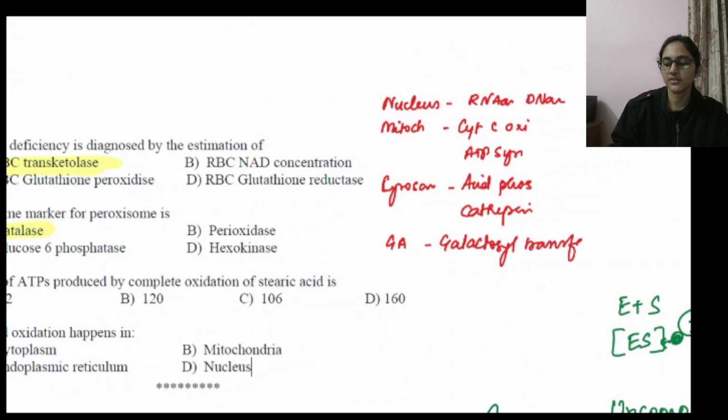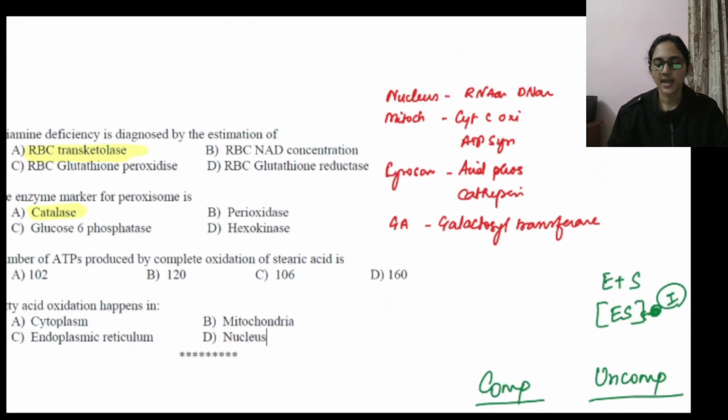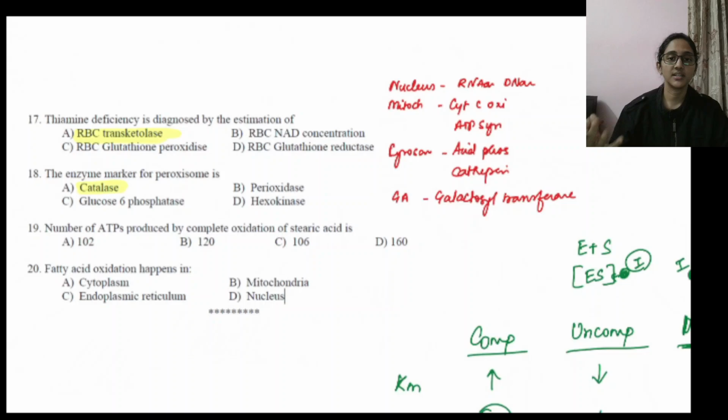All these, I've posted multiple videos also. So you also have to learn this. You would have learned so many times in the tests you appear for in colleges. So just recall these things. So these are the marker enzymes. For endoplasmic reticulum, or you can call it microsomes, glucose 6 phosphatase is the marker enzyme.